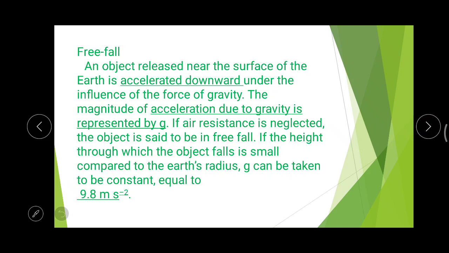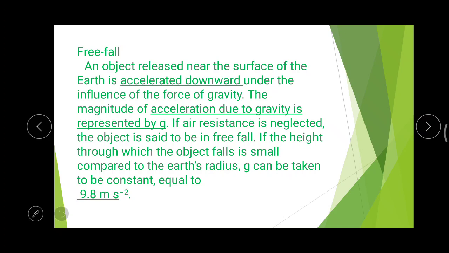And the acceleration, actually we have seen that if you are releasing an object from a height, then it will be accelerated towards the earth. So the acceleration value is known as the acceleration due to gravity, and its magnitude is 9.8 meter per second square, and it is represented by g. And one more thing, we will not be considering the air resistance.